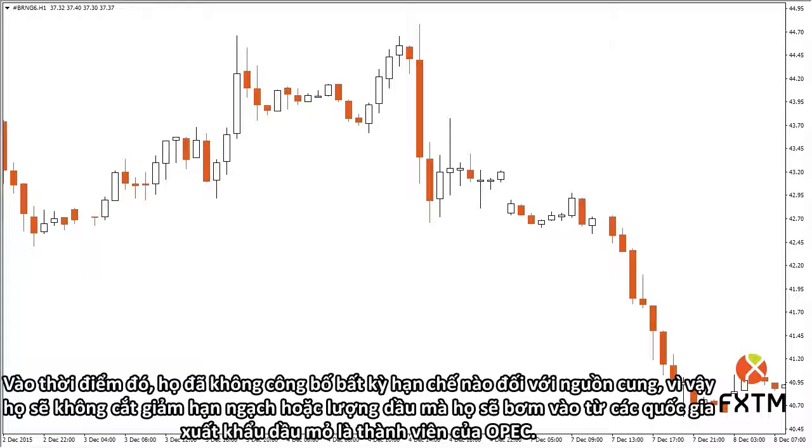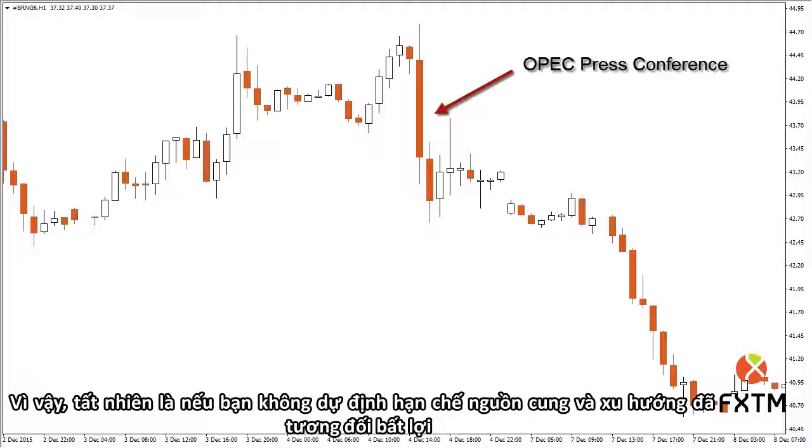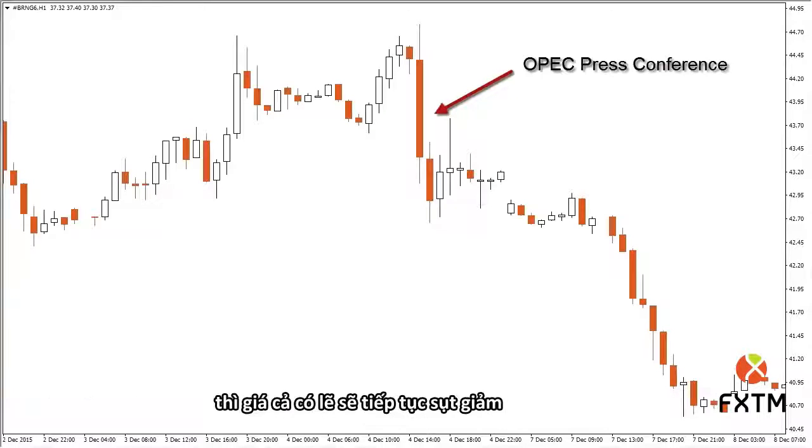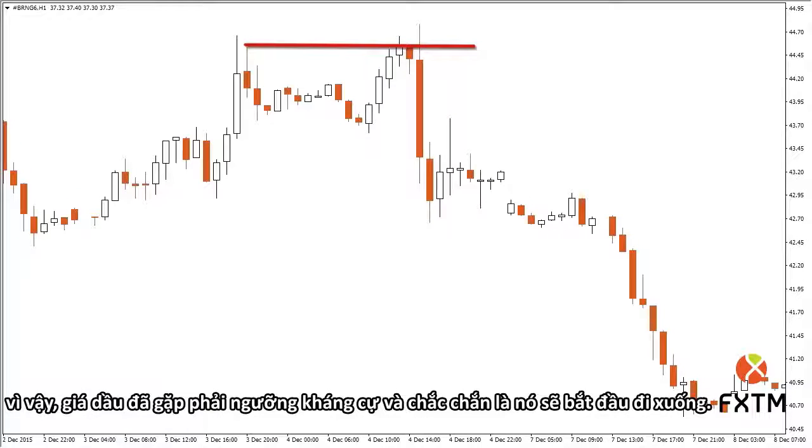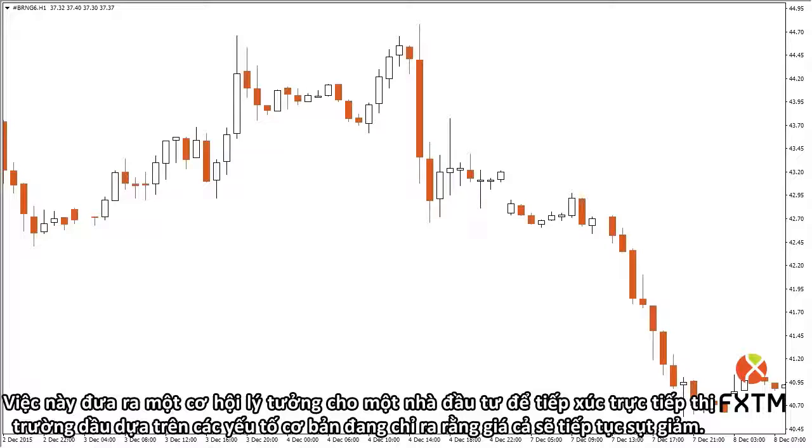At the time, they did not announce any restriction to supply, so they were not going to be cutting the quotas or the amount of oil that the petroleum exporting countries that are members of OPEC were going to be pumping. So if you're not going to constrain supply and the trend had already been relatively negative, then the price is probably going to continue to decline. They made that announcement at the same time, again on the hourly charts, where oil was coming back up to a previous high. So it was bumping up against a resistance level, and sure enough, it began to decline. This presented an ideal opportunity for an investor to get direct exposure to the oil market based on fundamentals that were indicating that prices were going to continue to fall.